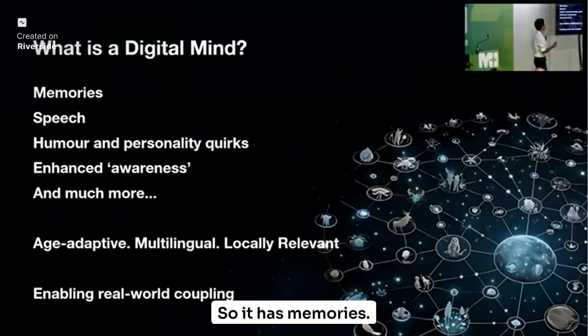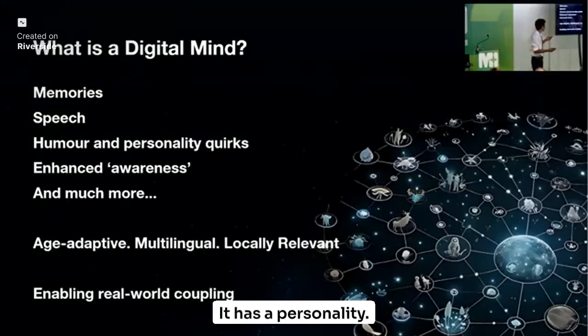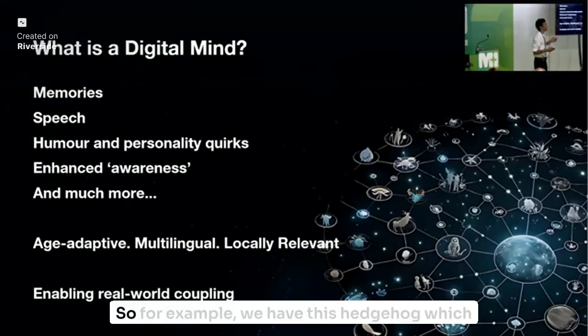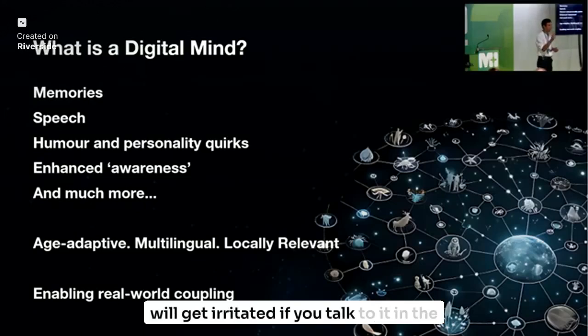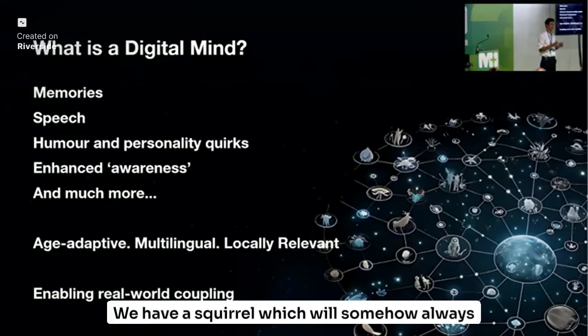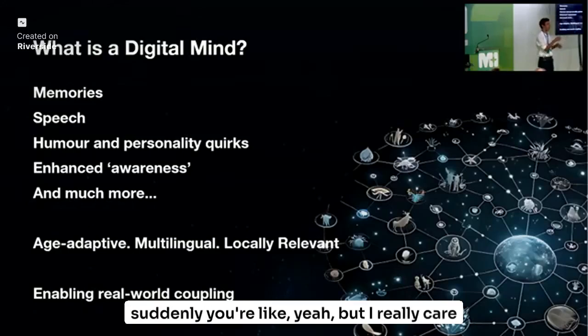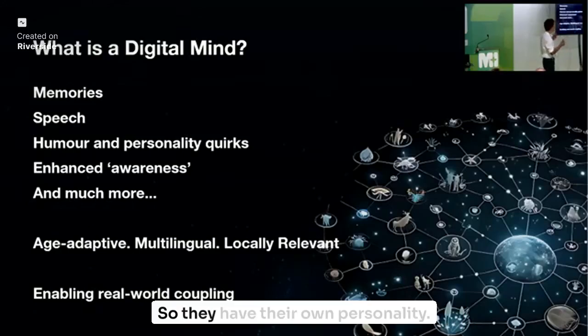So it has memories. It has particular speech patterns. It has a personality. It has humor and quirks. So for example, we have this hedgehog, which will get irritated if you talk to it in the day. It'll be like, why are you disturbing my sleep? We have a squirrel, which will somehow always find the way of bringing the conversation back to nuts. You'll be talking about something and suddenly it says, yeah, but I really care about my nuts. So they have their own personality. So it really feels like they're individuals.